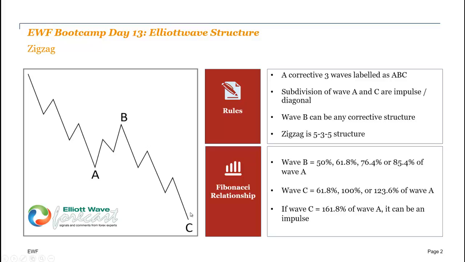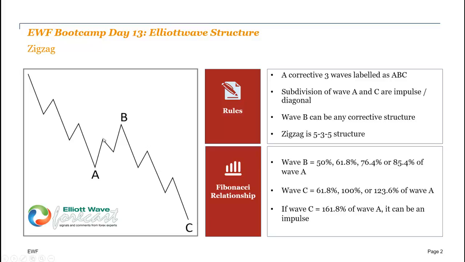5 structure. In terms of the Fibonacci relationship, wave B is a retracement of wave A, so should be between 50%, 61.8%, 76.4%, or in some cases deep retracement, 85.4% of wave A. Wave C here, and this is the key, usually should be 100% of wave A or 123.6%. So usually should be between 100% and 123.6%, or the so-called equal leg area.